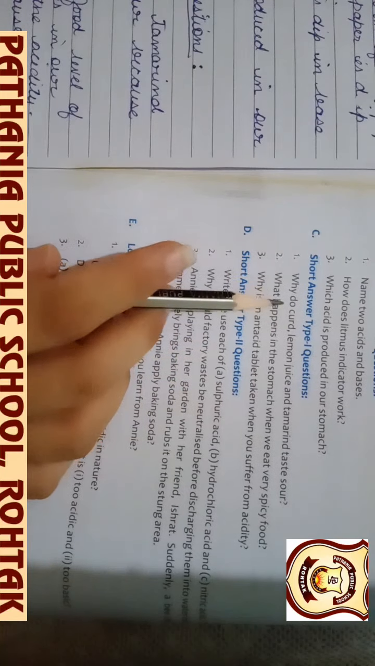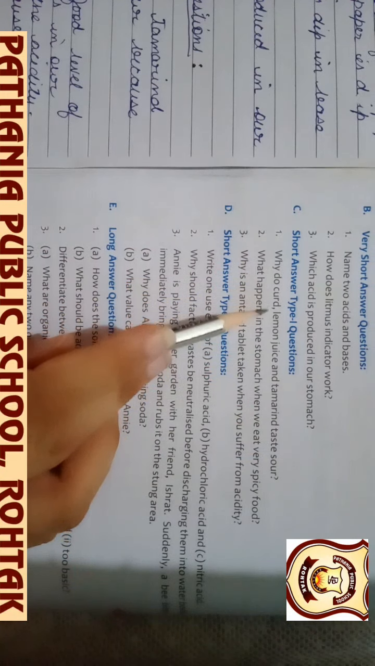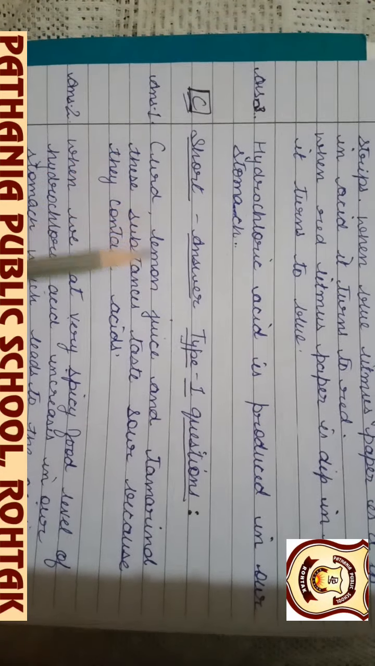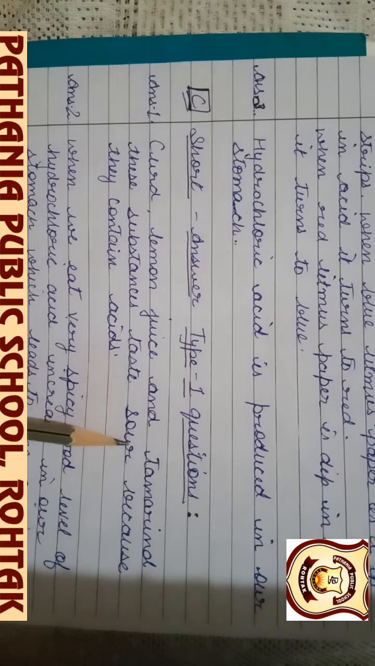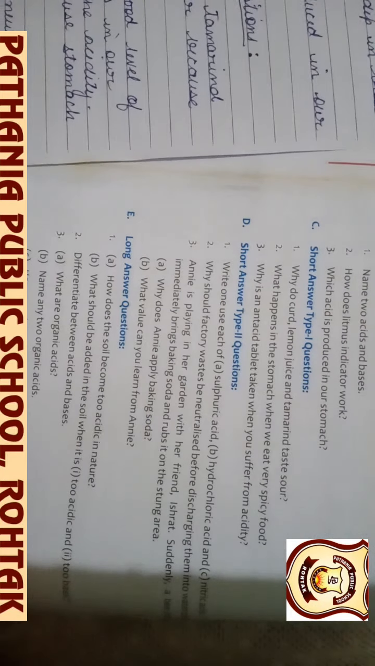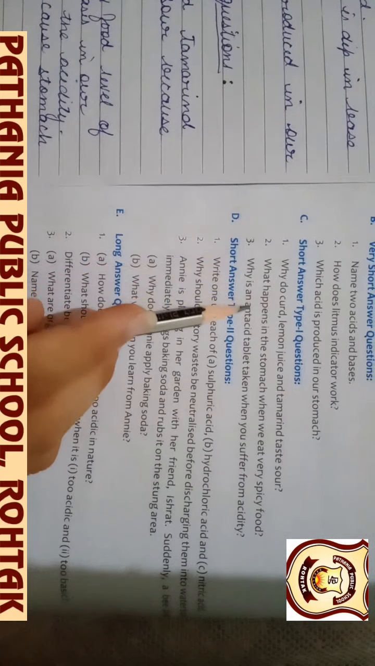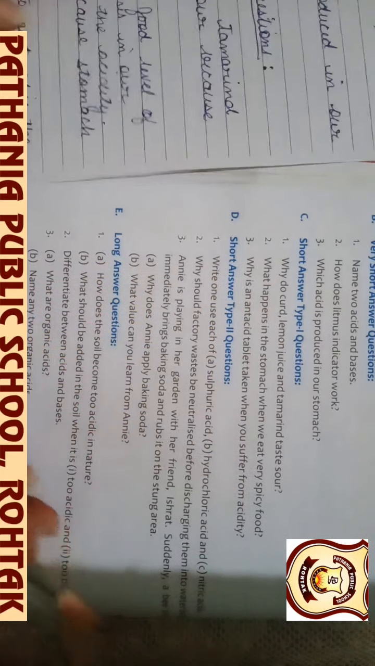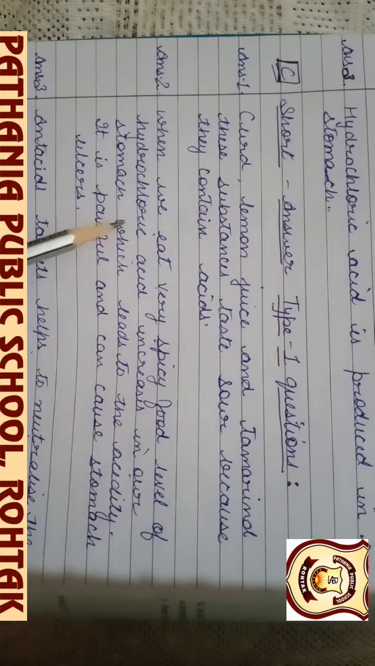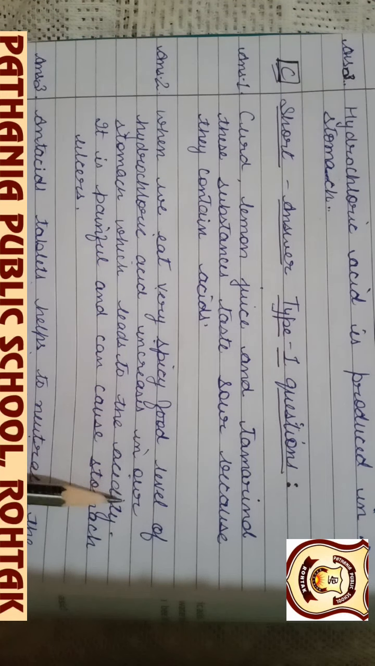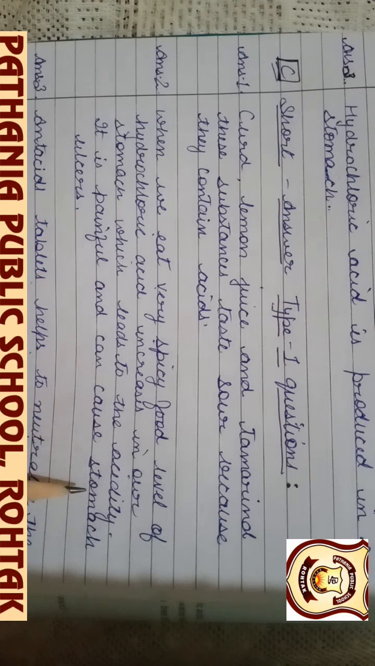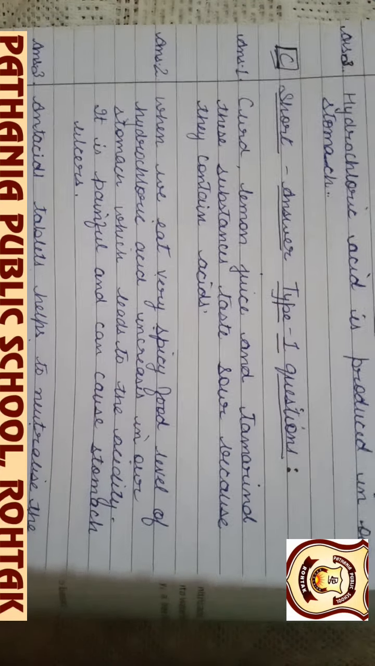Next question is short answer type 1 questions. Why do curd, lemon juice and tamarind taste sour? These substances taste sour because they contain acids. They contain acid in them, beta. What happens in the stomach when we eat very spicy food? When we eat very spicy food, the level of hydrochloric acid increases in our stomach, which leads to acidity. It is painful and causes stomach ulcers if not cured in time.